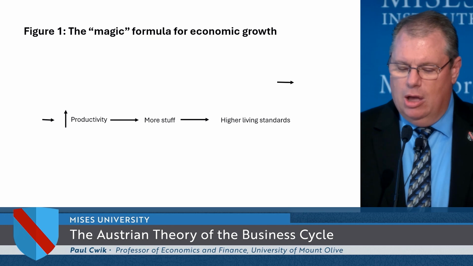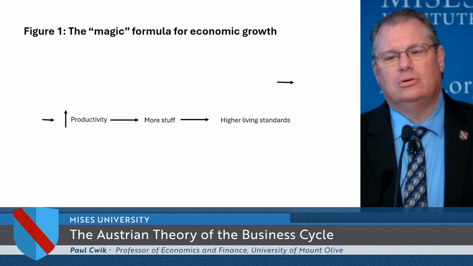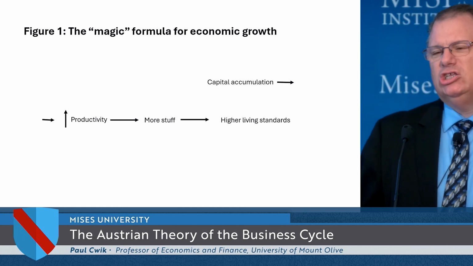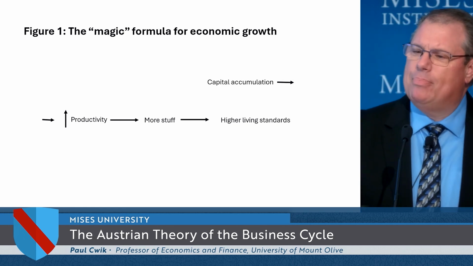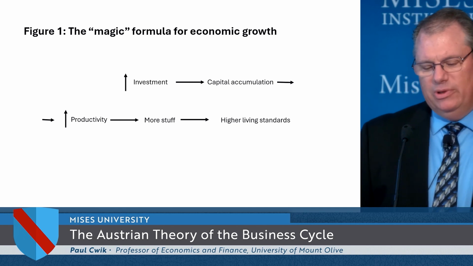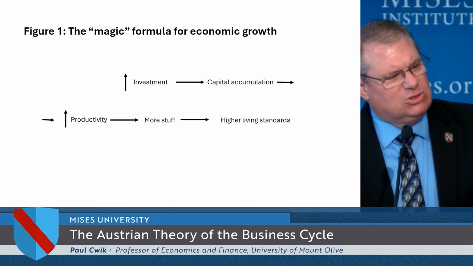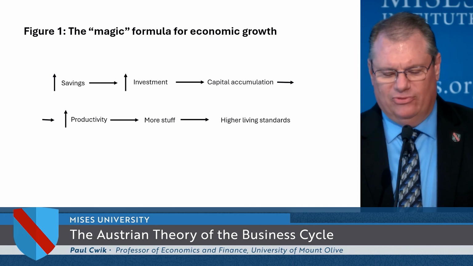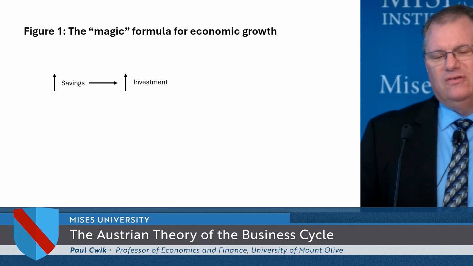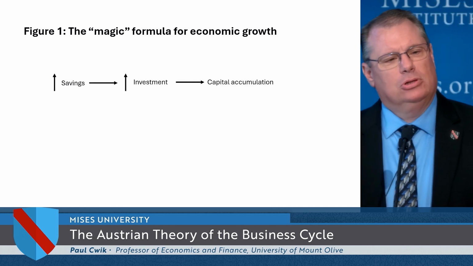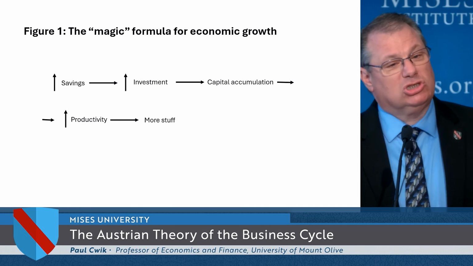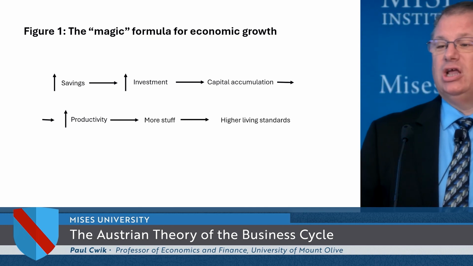Increases in productivity. But how do we become more productive? Well, we need better tools, better machines, better equipment, and we call this capital accumulation. Now, where does capital come from? Well, capital comes from investment. But where does investment come from? Well, that comes from savings. So, savings leads to investment, which leads to capital accumulation, which leads to an increase in productivity, which leads to more stuff and higher living standards.